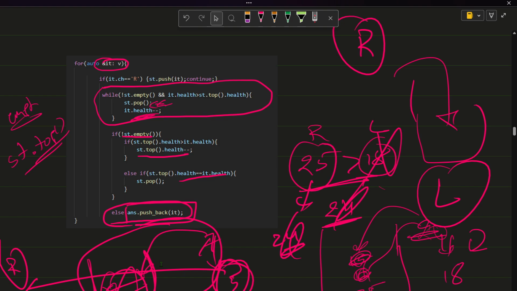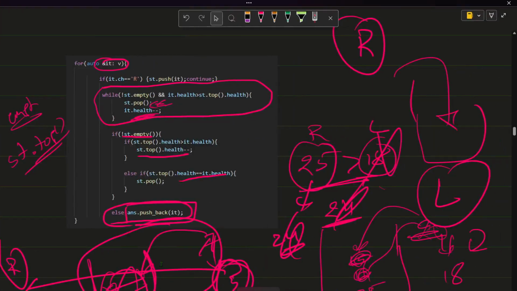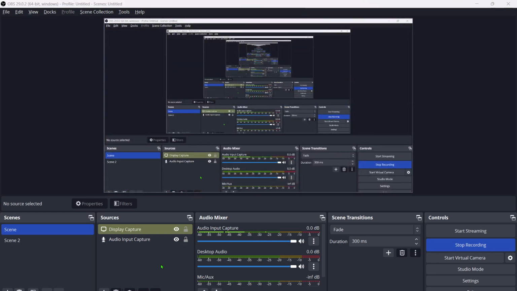Yes, I hope this one is clear. This logic is clear to you guys. Let's check if recording is still going on. Yes, recording is still going on.